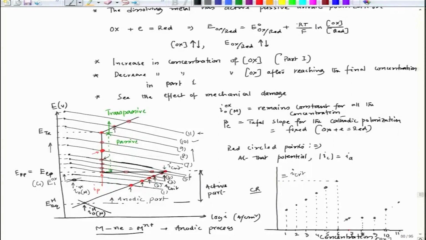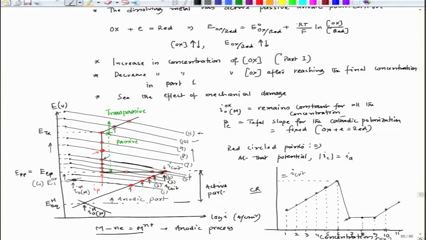So, what will be the plot nature? As we increase the concentration from C1 to C11, the plot nature would be this; this will be the plot nature.